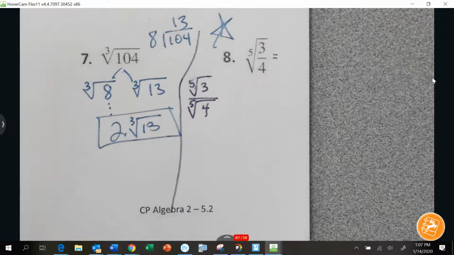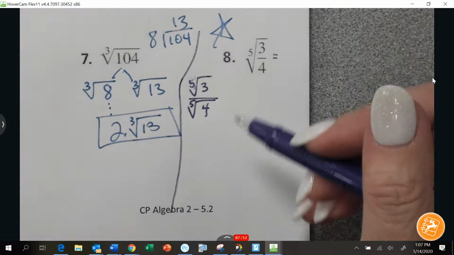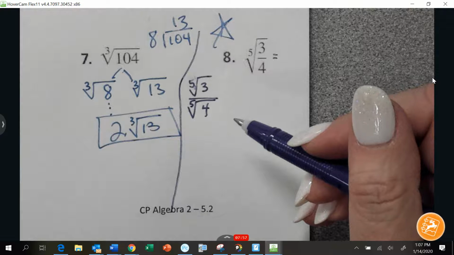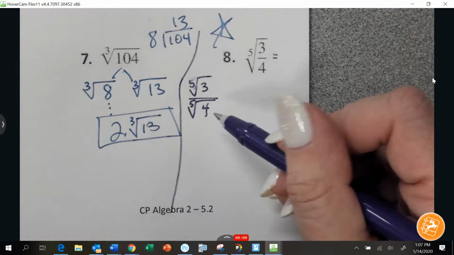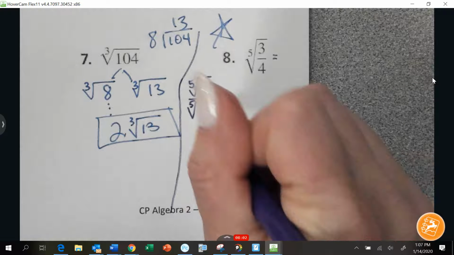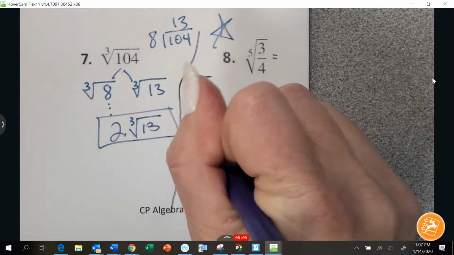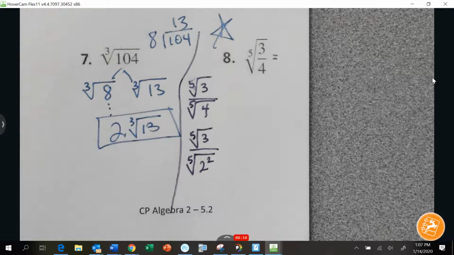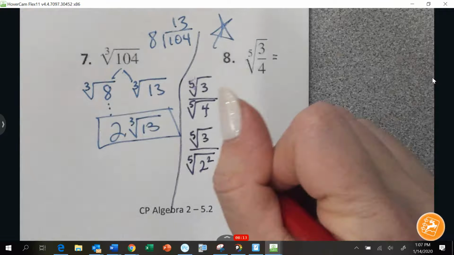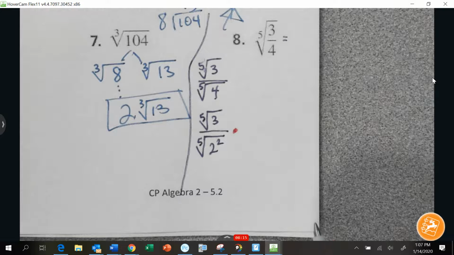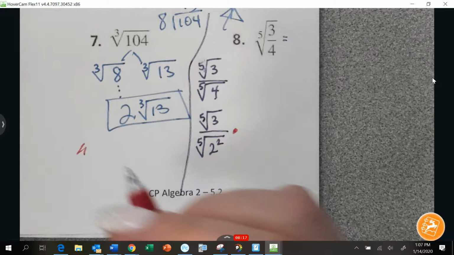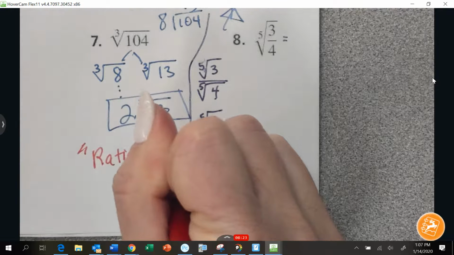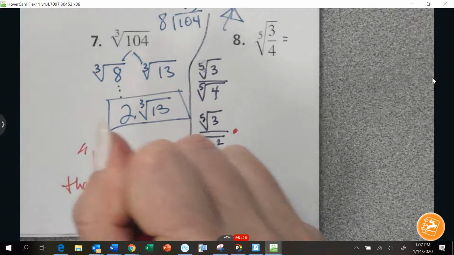and tell me, is there anything that could be factored down to a power? The 4 could become 2 to the 2nd power. Okay, I'm going to do that. Sounds good. So I'm going to have the 3 over the 5th root of 2 squared. So here, we're going to what's called rationalize the denominator. That's what we're doing. It's called rationalize the denominator.